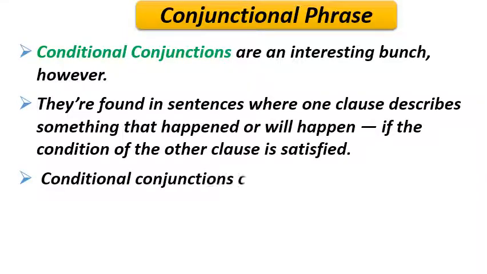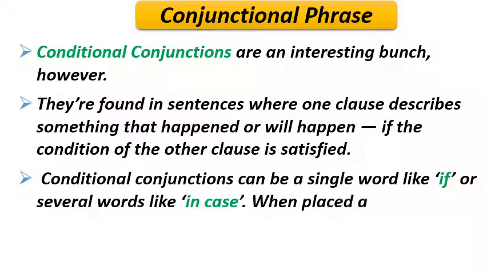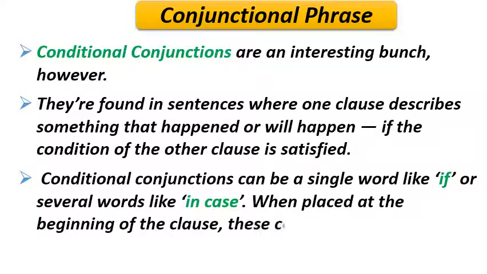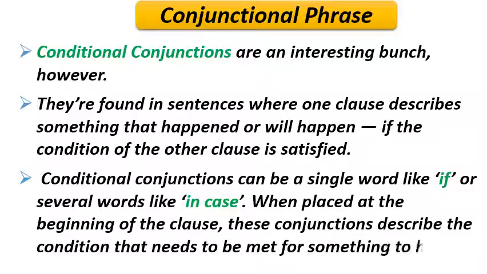Conditional conjunctions can be a single word like if, or several words, meaning a group of words like in case. When placed at the beginning of the clause, these conjunctions describe the condition that needs to be met for something to happen.